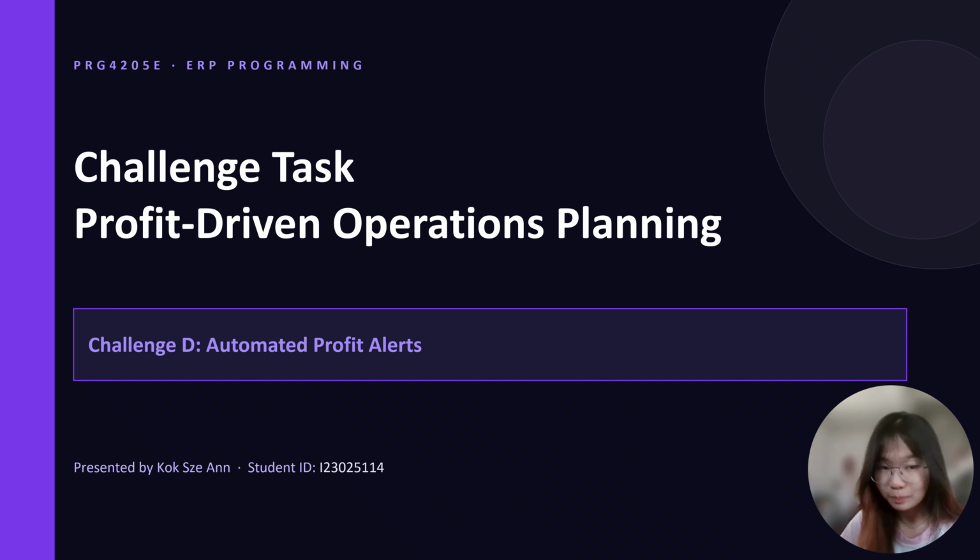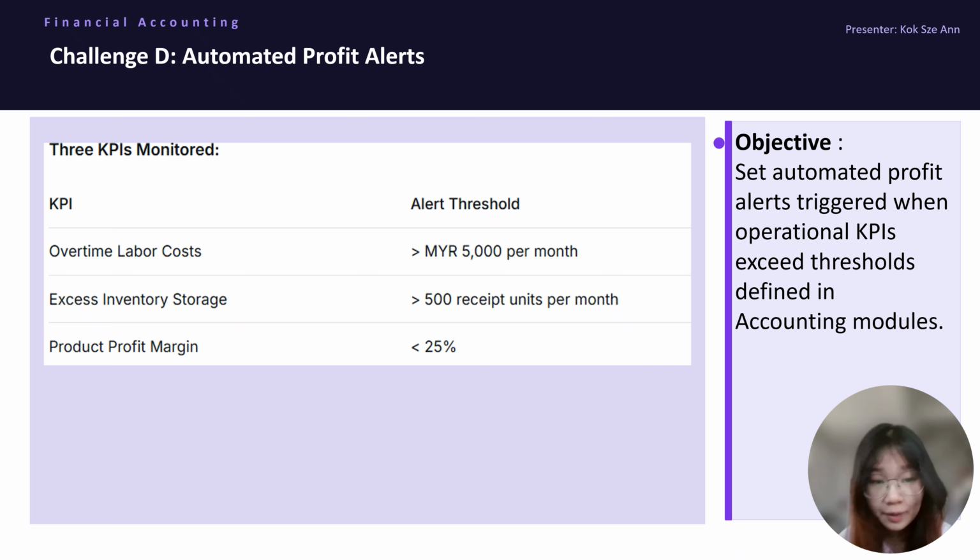Okay, next let's move on to the challenge task, profit-driven operation planning. And for my part, I do Challenge D, automated profit alerts. Okay, so now I will present Challenge D, which focuses on automated profit alerts. The objective was to set up alerts that trigger when operational KPIs exceed defined thresholds.